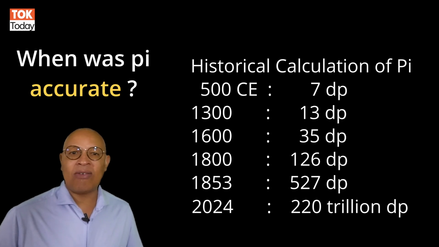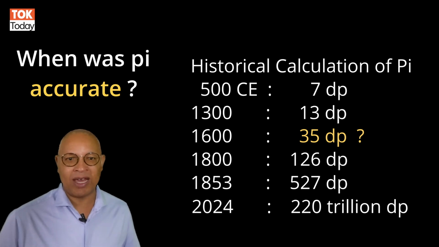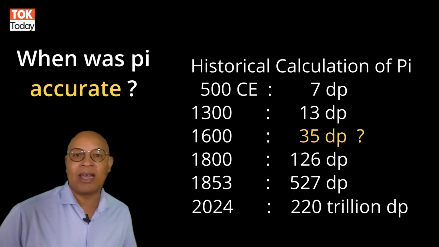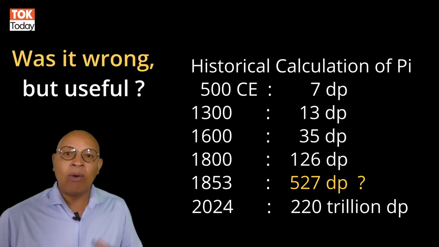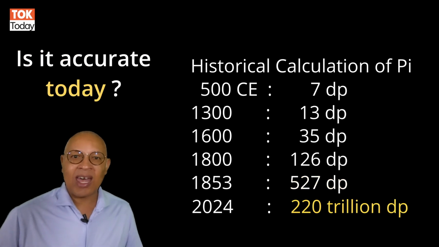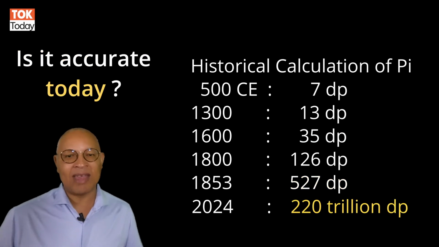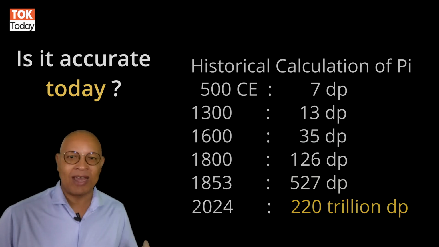So at what point in its history was pi accurate? Was it accurate when calculated to only 35 decimal places? Or was it accurate when calculated to 527 decimal places? Or was it wrong but useful at that time? Is the calculation of pi accurate today at 220 trillion decimal places?